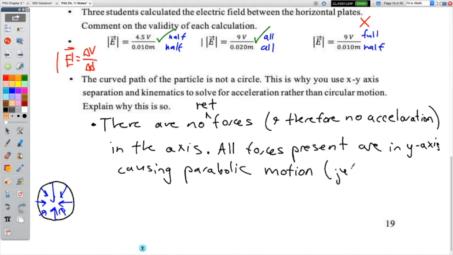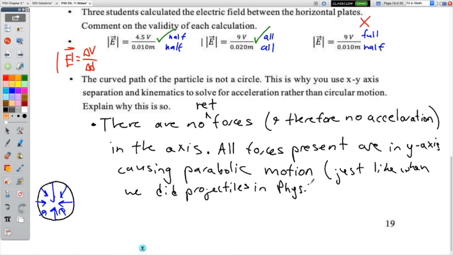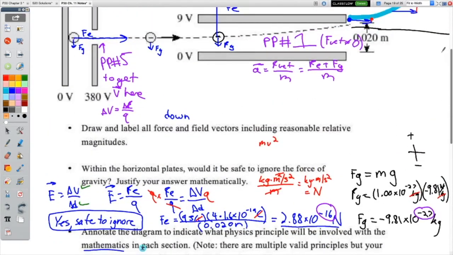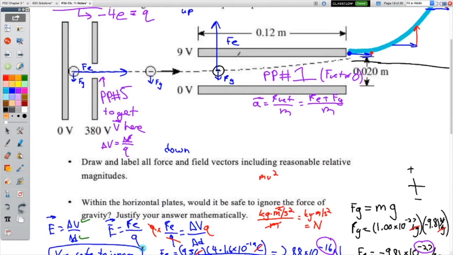And we'll just remind ourselves, just like when we did projectiles in physics 20. Okay? Now, we keep kind of harping on that x and y thing, but realistically, take these plates right now and turn them in your head 90 degrees so that instead they look like that.